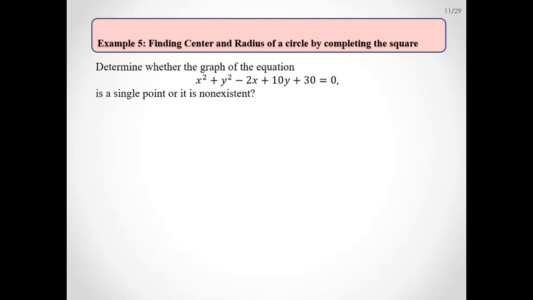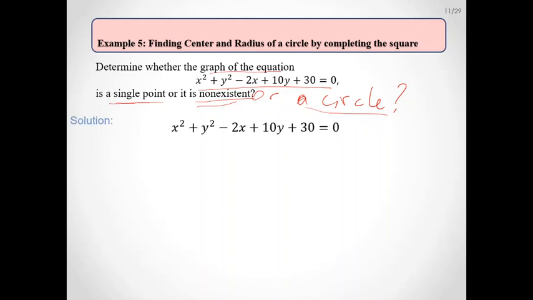Okay, so it's again the same type of question, but this time it says determine whether the graph of this equation is a single point, or it doesn't exist, or it's a circle. So we have 3 possibilities. So it's a single point, or doesn't exist, or a circle. So we will use the same idea. We will find h, k, m, especially m. M is the most important thing here.